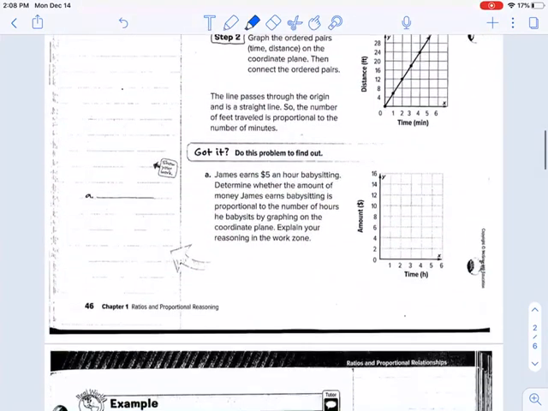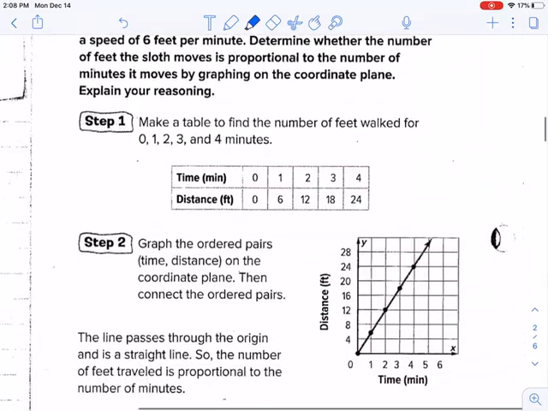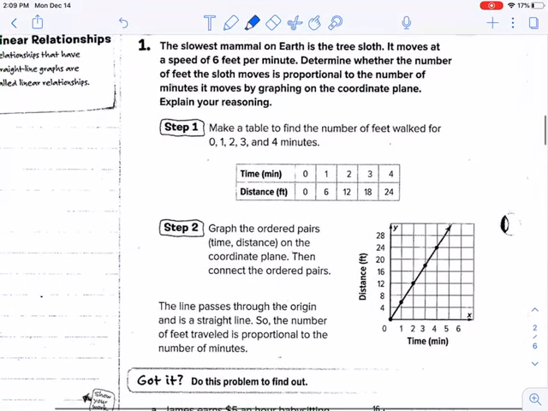All right, so turn the page to page 46, and I want you to pay very close attention to this sentence. If the graph of 2 quantities is a straight line through the origin, then the 2 quantities are proportional. So it has to be a straight line through the origin. That states that it starts at 0 and it goes up by the same amount each time. So if you look at the sloth here, going 6 feet per minute, they graph the time with the distance. It does start at 0, and it's a straight line. So that is a proportional relationship. It goes up every 6 feet for every 1 minute.